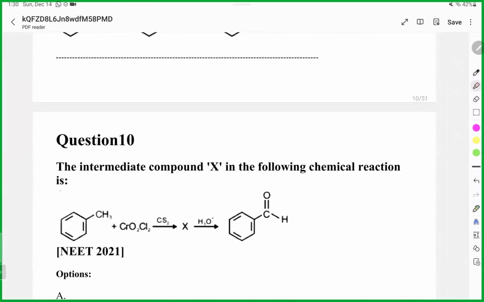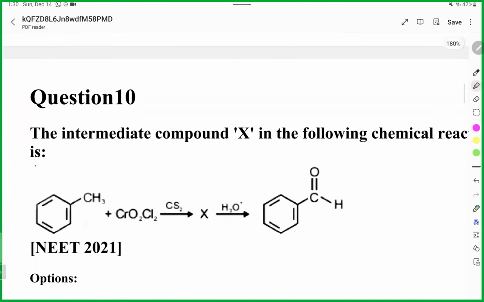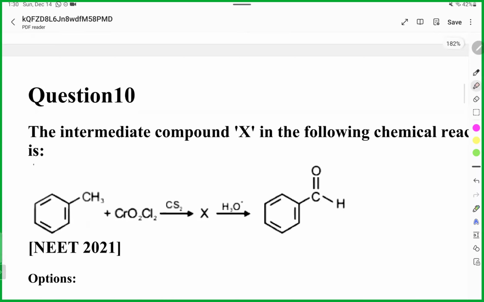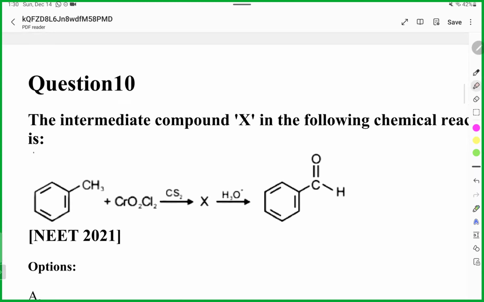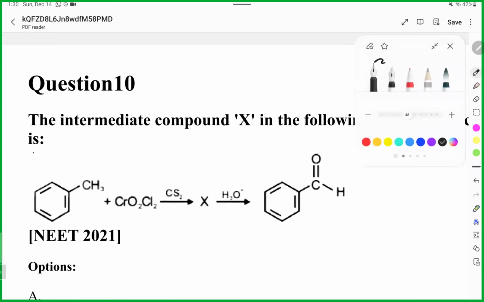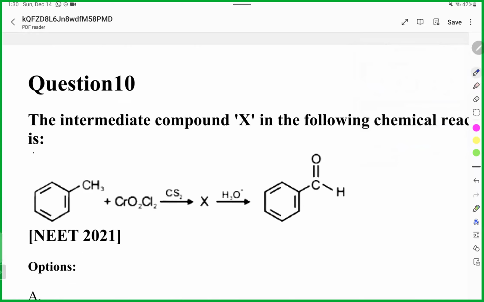This intermediate. Samarth, you will tell me, though it is not from this chapter. What will be the X value? Benzaldehyde is the product we have here. Sorry, what is the name of this reaction? First tell me the name of this reaction. Chromyl chloride, Etard's reaction. So what will be the product?